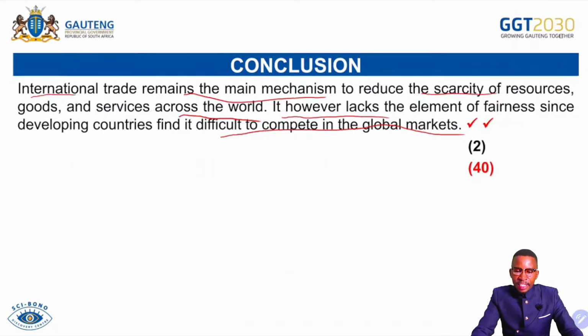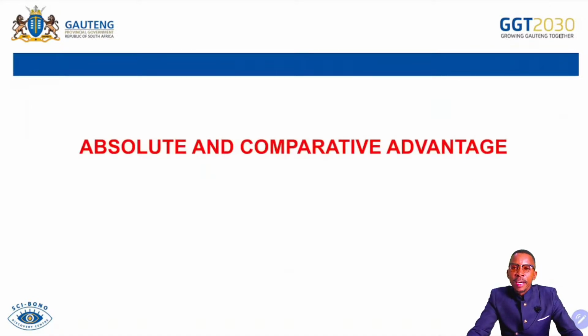Then you have your effective conclusion. Look, I did not repeat anything that has been mentioned above, but I simply indicated that it's a good mechanism to reduce scarcity. However, it lacks fairness between countries because as developing countries, we find it difficult to compete effectively with developed nations because we lack funds, we lack subsidies, because we compete with multinational industries that are big enough to drive us out of the market because they have the cost advantage. That gives you what you call the 40 marks.